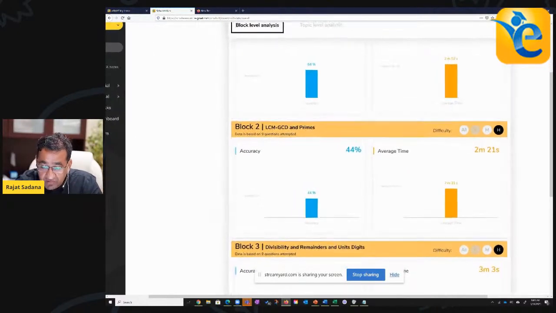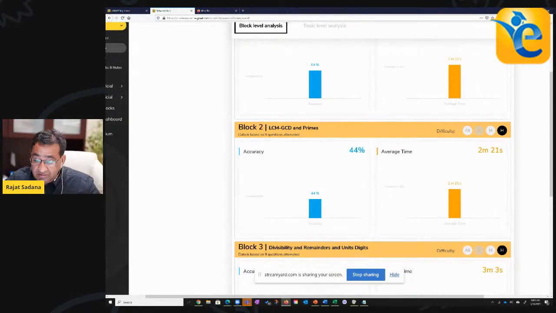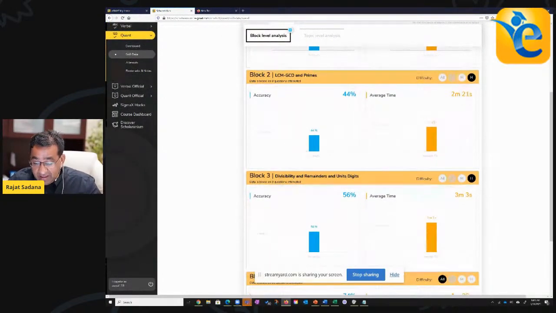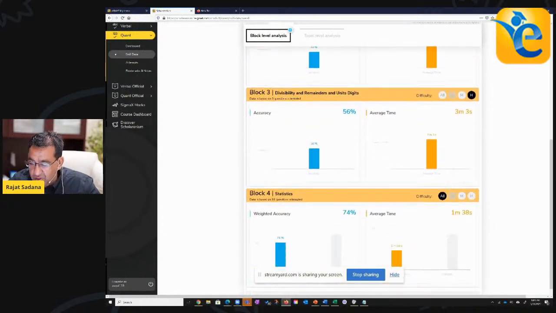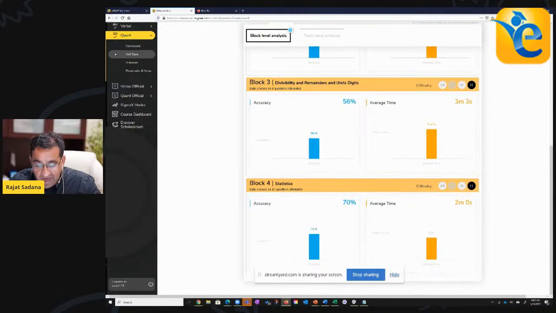Now, this data is based on nine questions. Nine questions is a reasonably reliable metric. Divisibility and remainders and units digits, again, it's not as bad as LCM, GCD, and primes, but definitely an issue over there. And similarly, stats, not a problem. 70% is really good accuracy.